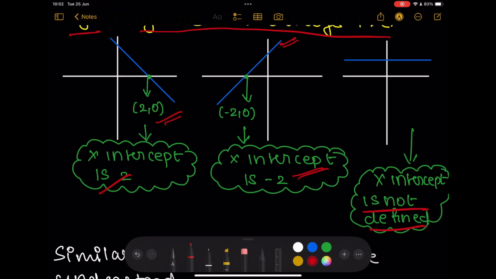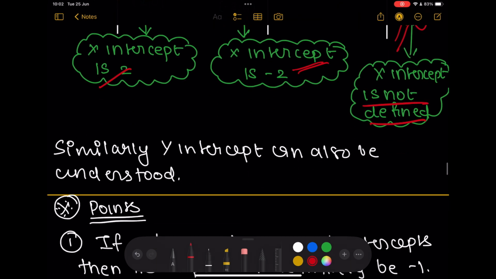See, in this case, don't write x-intercept as 0. Whenever a line is parallel to the x-axis, x-intercept is not 0. X-intercept is not defined. This is a very important point that you have to remember. Sometimes it may be asked in assessment-reason type questions. In JEE it may be asked, like in one statement they may give that if a line is parallel to the x-axis, its x-intercept is 0. No, its x-intercept is not defined, right? This is a very important point for you to remember.